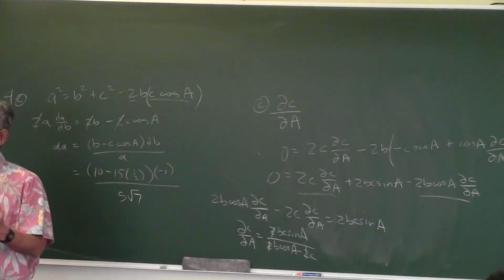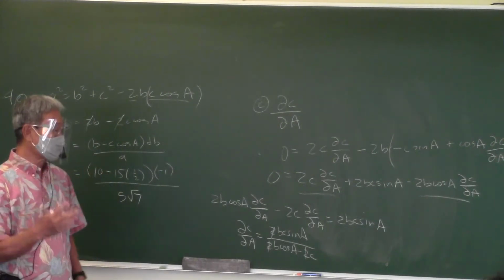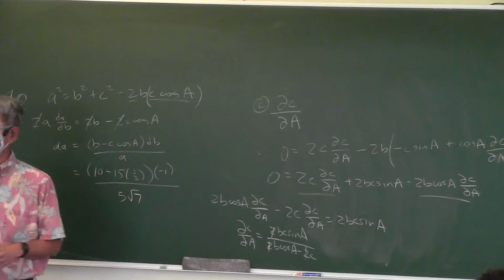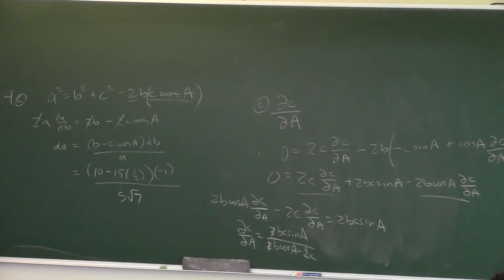Okay, so when you take partial derivatives, you just gotta keep straight which ones are the variables and which ones are the constants, and it's not difficult at all. Okay, so now that we know how to do first order partials, now we're gonna do second order partials.